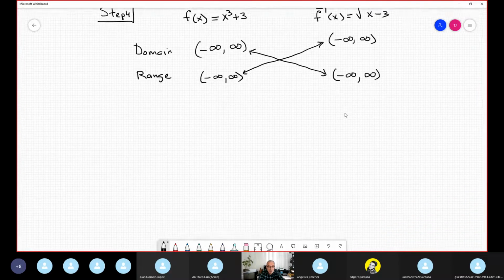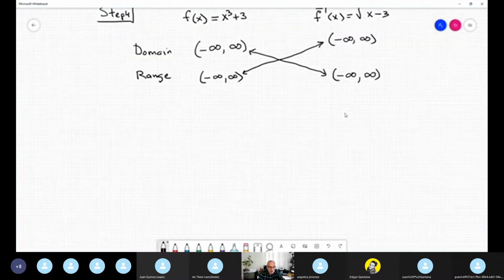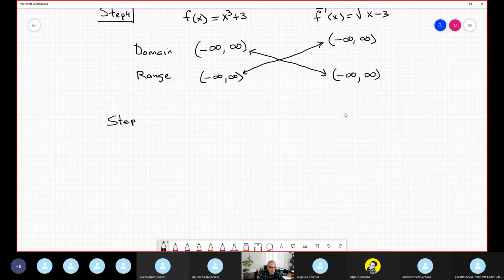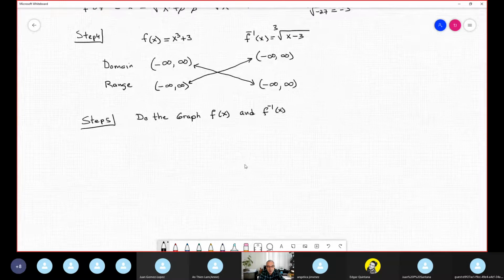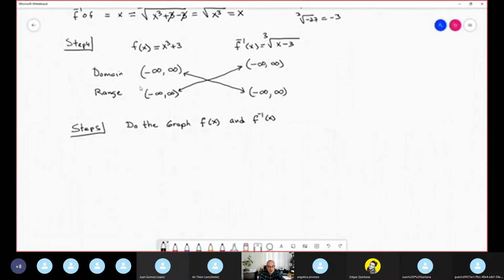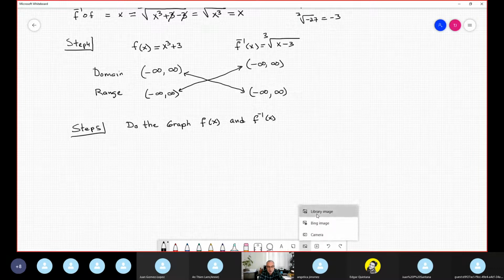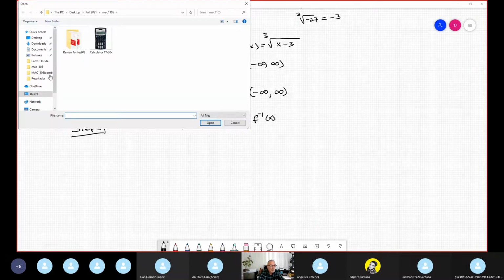And finally, step 5 is to do the graph. The graph of what? The graph of both, the original function and the inverse function. Okay? Let's do it on my paper, and let's do it, why not, in Desmos after. Let me try here, picture.